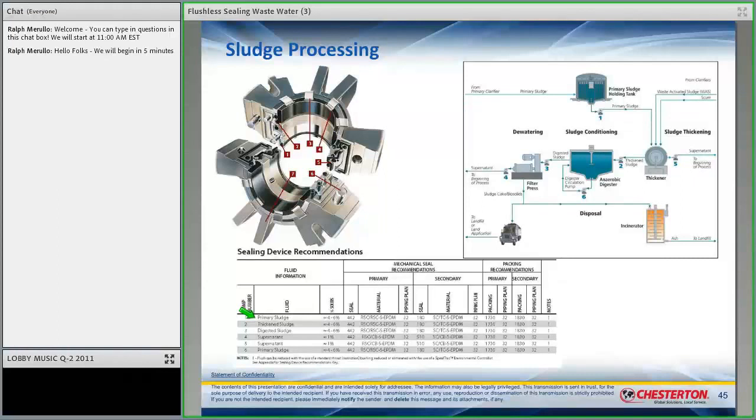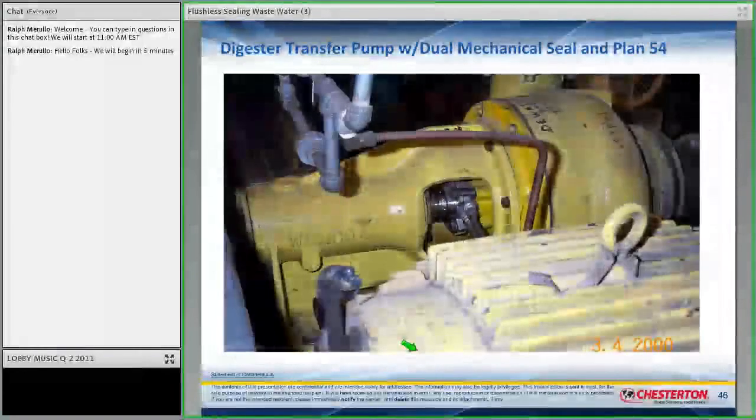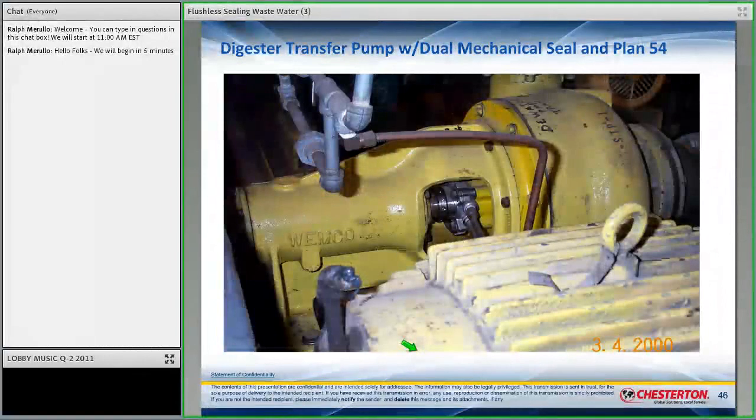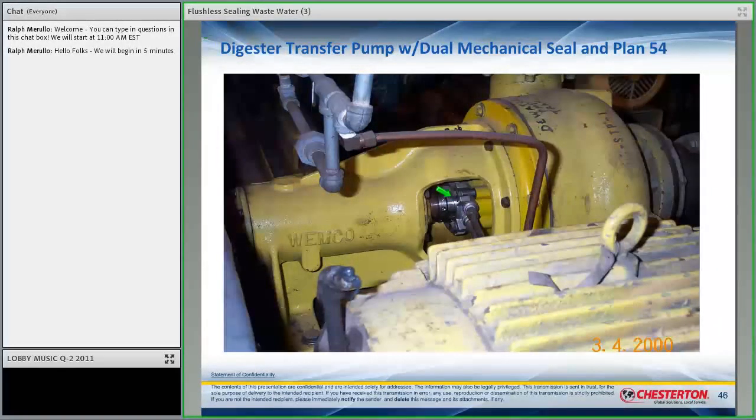These are our standard recommendations. A non-split seal, hard face, flush, again, same idea, is our sort of standard recommendation. However, folks have done it differently. So here is a digester transfer pump, and this particular one happens to have a dual mechanical seal, and it has what's called Plan 54.